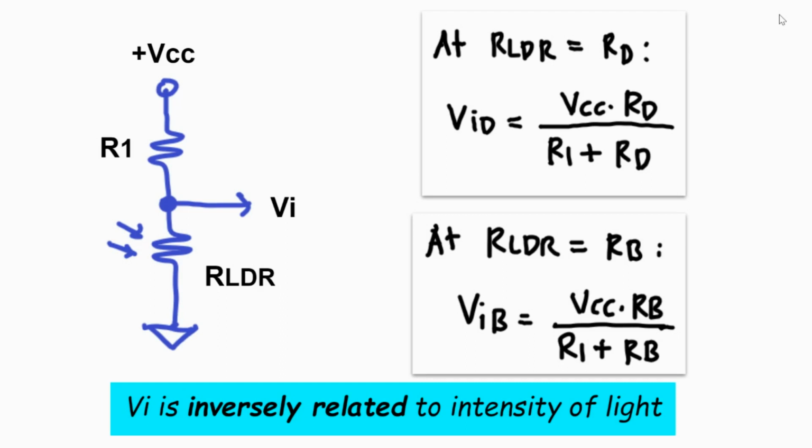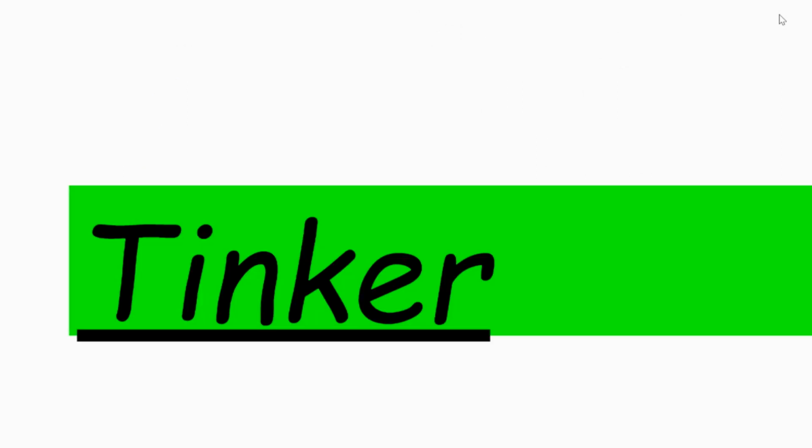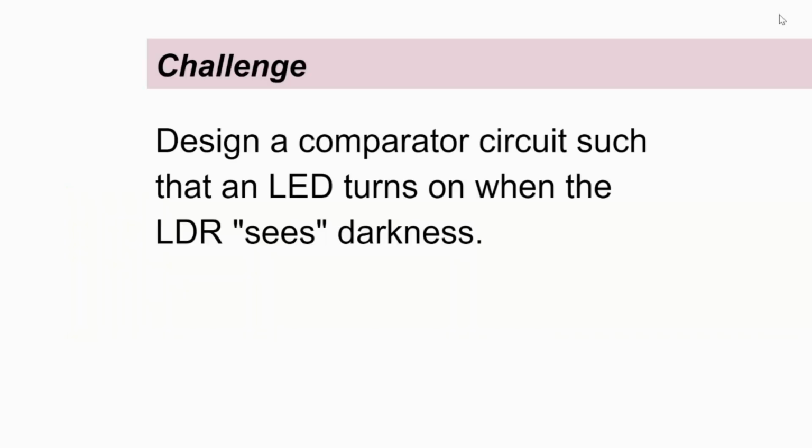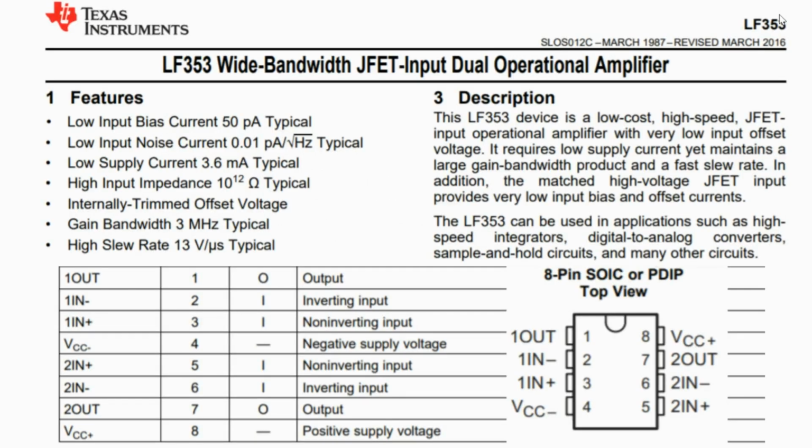Okay, we now know about the comparator and also the LDR. It's time to play with what we just learned. So the challenge now is to design a comparator circuit so that an LED turns on when the LDR sees darkness. There are hundreds of op-amps available in the market, but for today, we will use the LF353 from Texas Instruments. This IC has two op-amps inside it, but we will use only one for now.